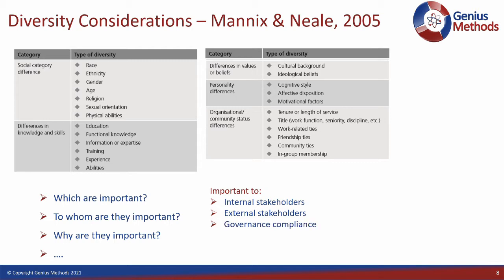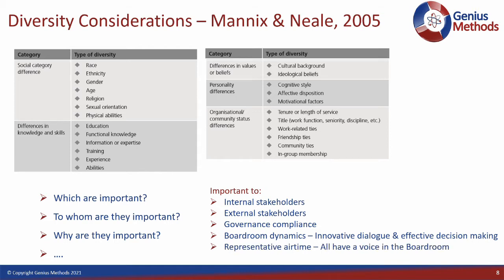And then we've got things like, which are now, they're not visible, differences in knowledge and skills. You can't see that when you look at somebody. You will determine it when you engage with them. And you're looking at educational, functional knowledge, information expertise, training, experience, and abilities. So these are the diversities that we're bringing. So it's important that we look at a diversity of someone who's got math, someone who's got finance, somebody who's got technical knowledge on the industry, somebody who's got EQ and communications, and we bring this together to make a holistic, valued team. Differences in values and beliefs, so it's cultural or ideological.